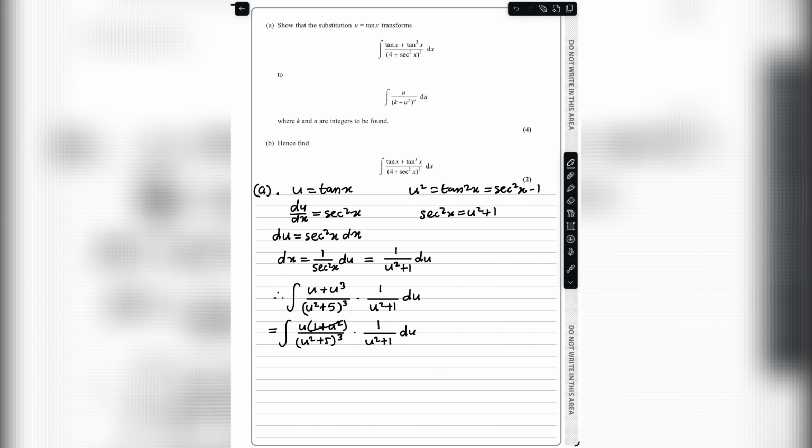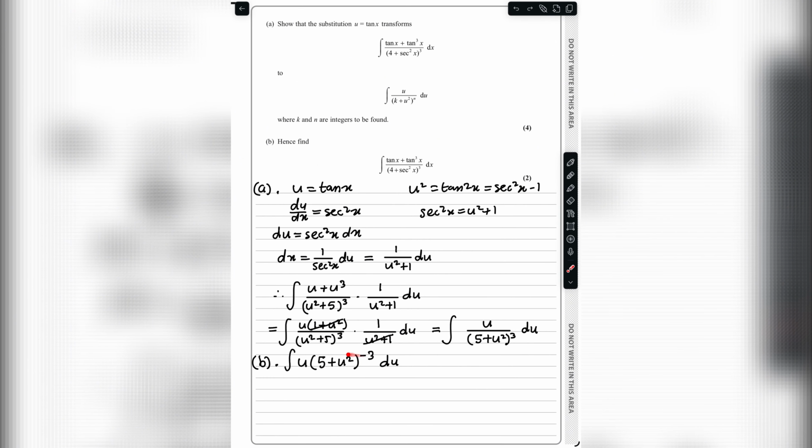So hopefully you'll notice that this term and this term cancel. So the final answer is u over 5 plus u squared all cubed du. In the final part of this question, it says hence, find this integral. So the first thing we're going to do is write this integral as u multiplied by 5 plus u squared to the power of minus 3 du.